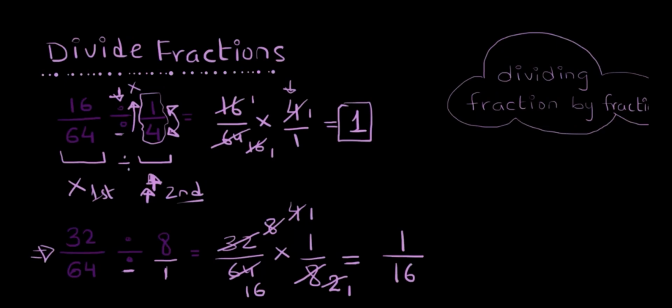I'm left with no other numbers. I've only got a 1 in the numerator, another 1 in the numerator, so 1 times 1 gives me a 1. 16 in the denominator, and 1 in the denominator. 16 times 1 is 16, so that is my answer. I hope it's clear.